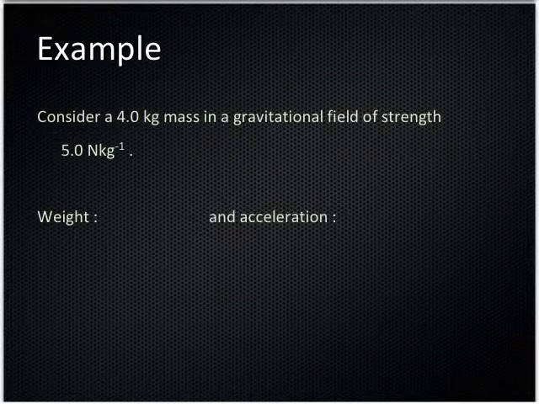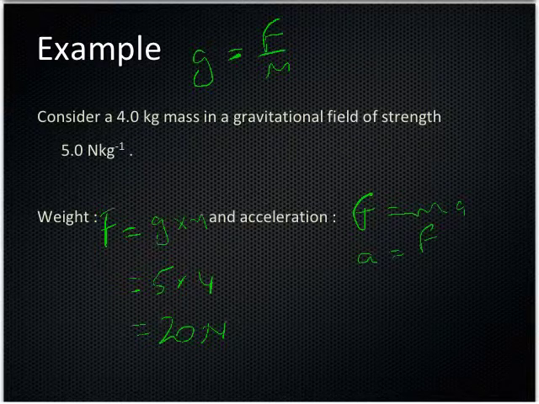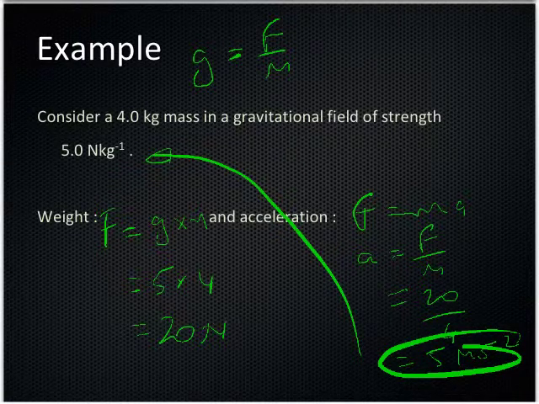So just a quick example, consider a 4 kg mass and a gravitational field strength of 5 newtons per kg. Okay, what's the weight of it? Well, that's the force. So from your formula, g equals F over m, so force equals gravity times mass. So it's going to be 5 times 4, which equals 20 newtons. What's the acceleration? Well, then you've got F equals ma, so a equals F over m. So you're going to do 20 divided by 4, which equals 5 meters per second squared. And that's where you can see the relationship between gravitational acceleration and the strength of the gravitational field.